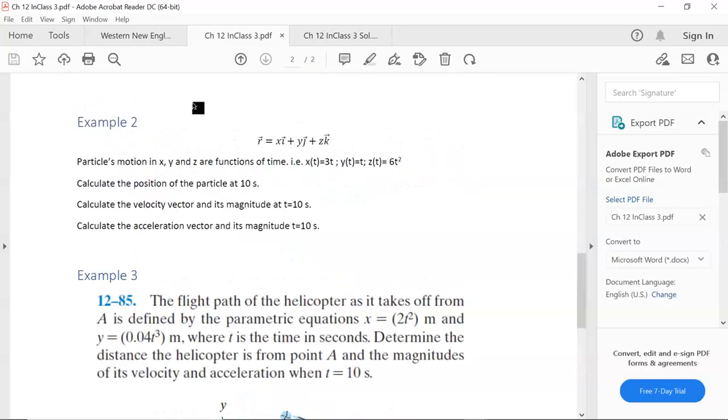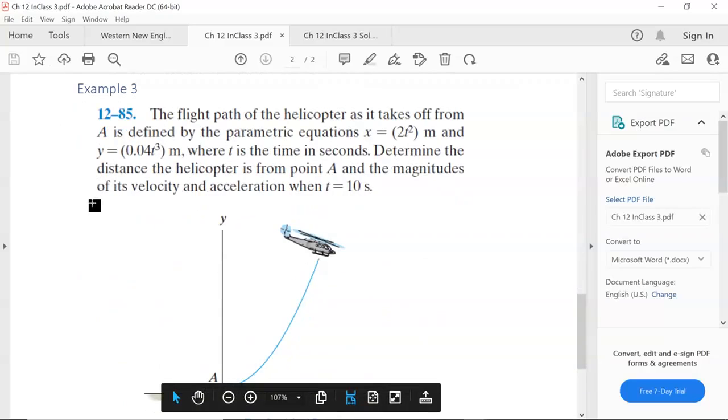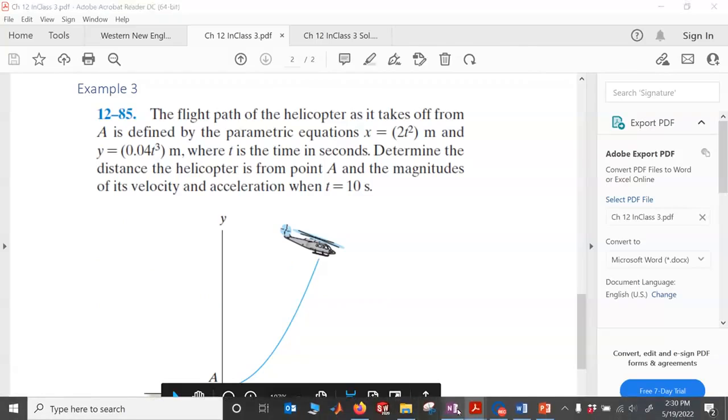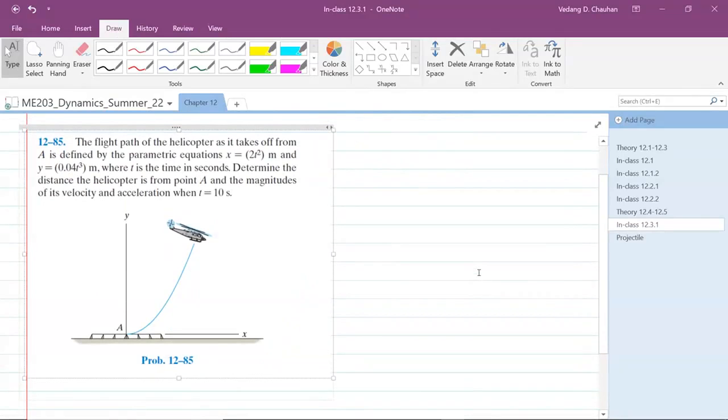So we'll come back to this later, in example 2, but we will solve this problem first because it's two-dimensional. It has only x and y axes and no z coordinate axis. So let's work on it. The flight path of the helicopter as it takes off from point A, which is the origin, is defined by the parametric equations x equal to 2t squared and y equal to 0.04t cubed meters, where time t is in seconds. Determine the distance the helicopter is from point A and the magnitude of its velocity and acceleration when time t is 10 seconds.